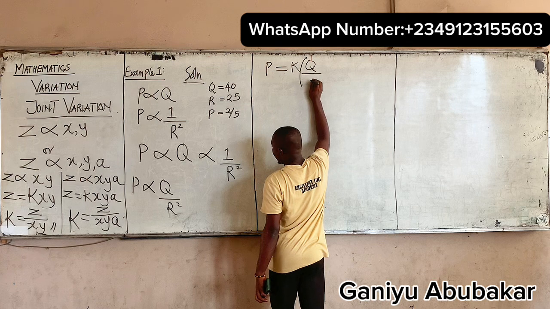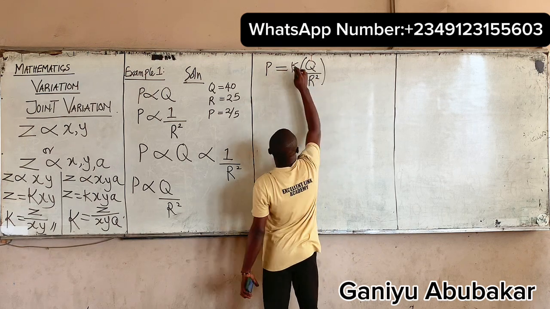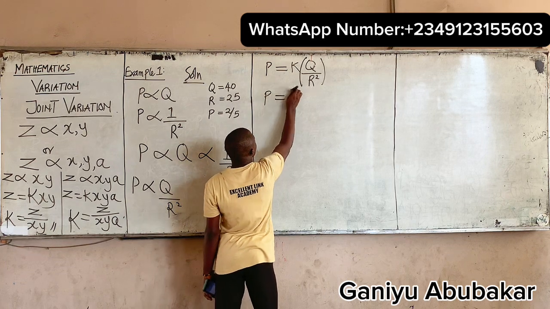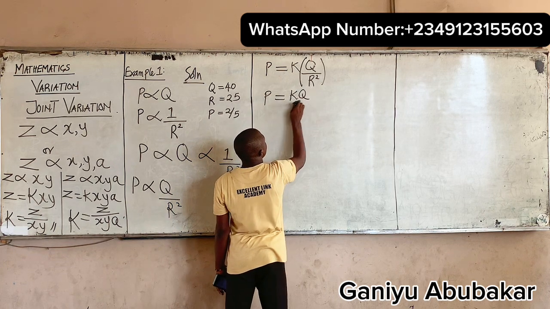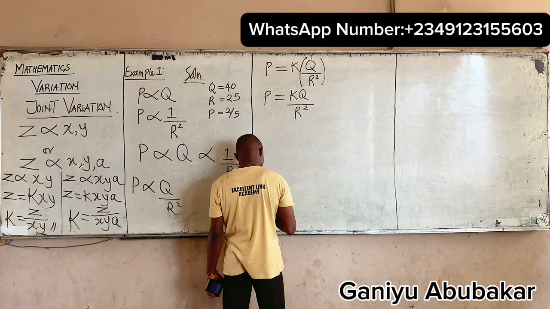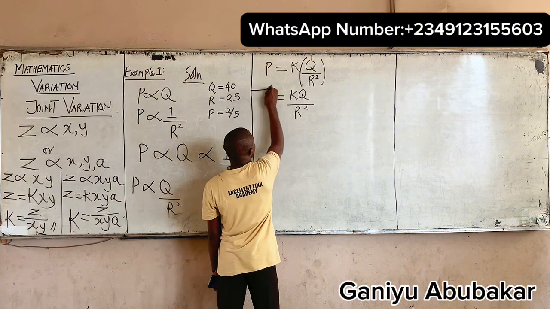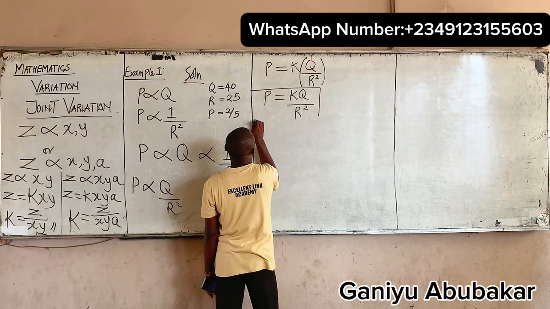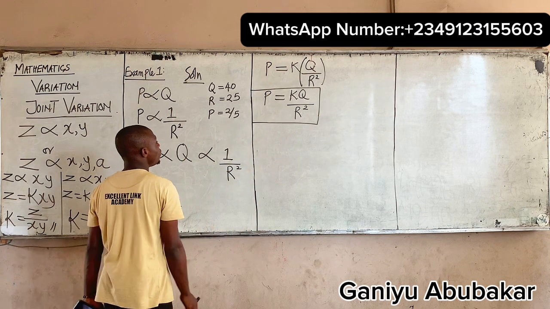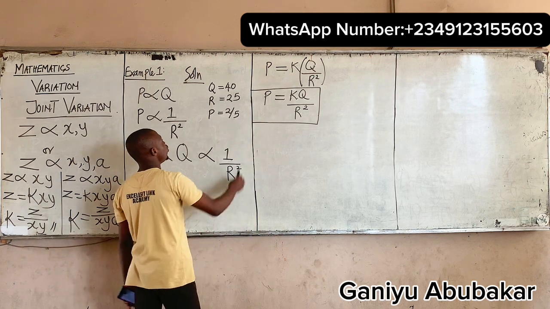Q over R squared. So I have this. K times Q is KQ. So I have P equal to KQ over R squared. Let's try making K subject. Perhaps I can call this my equation connecting P, Q, R together. Let's try to make K subject and put in all these given values.